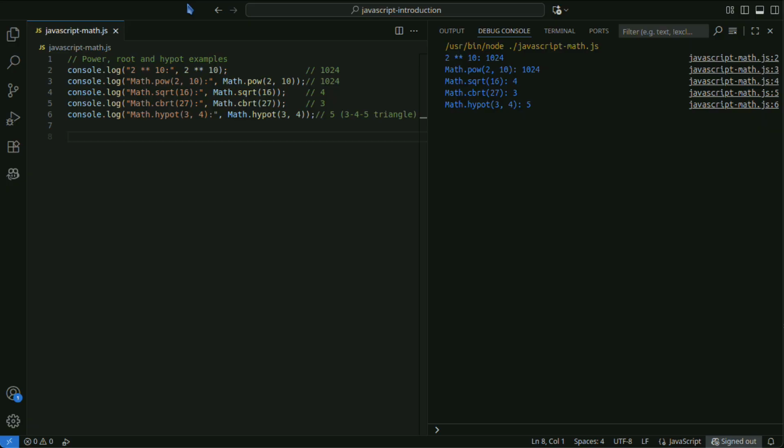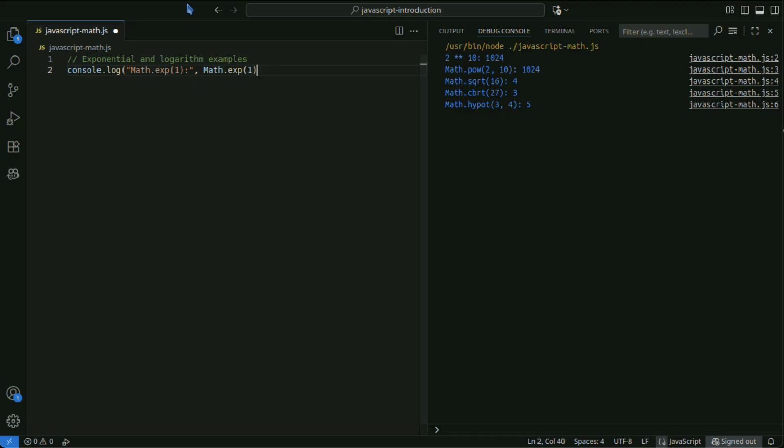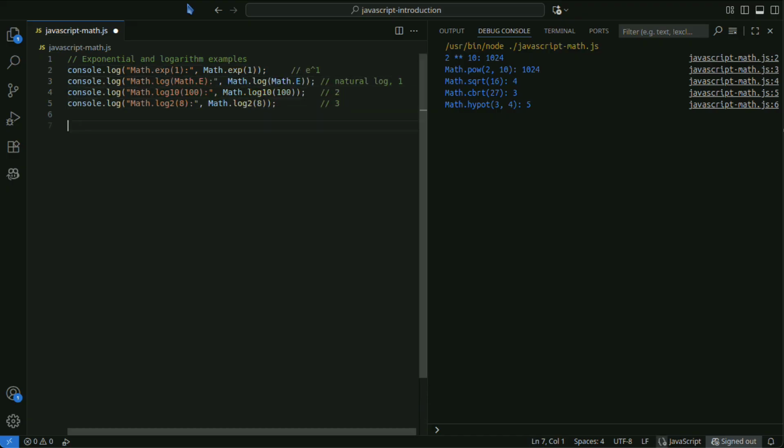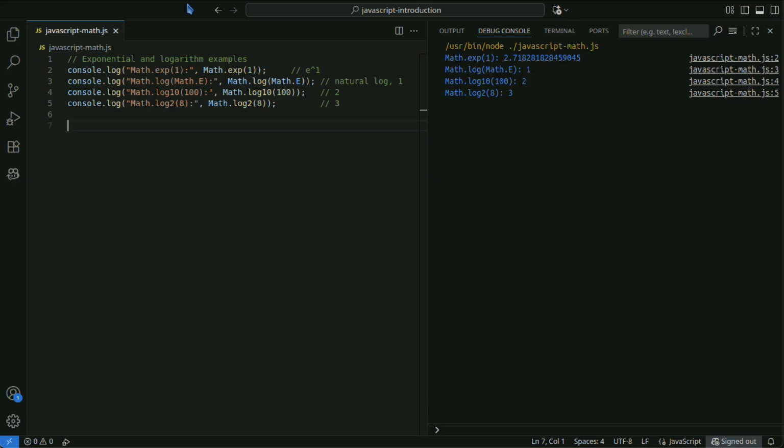Exponentials and logarithms are often used in probability, exponential decay, and scaling. Next are basic examples of exp and logarithms. Make sure to use the appropriate function, depending on the logarithm base. Natural logarithms, Math.log, are standard in statistics and differential equations. Common logarithms and base 2 logarithms are also chosen depending on the application.